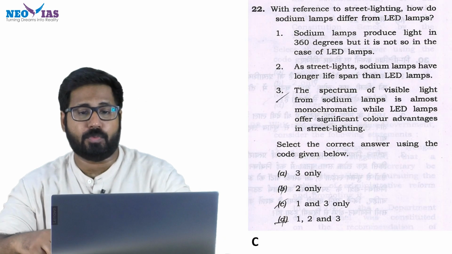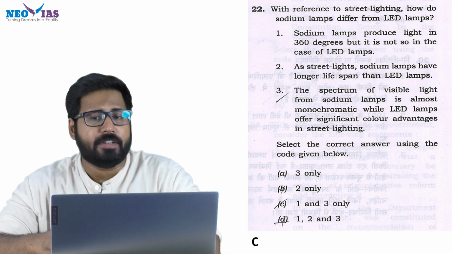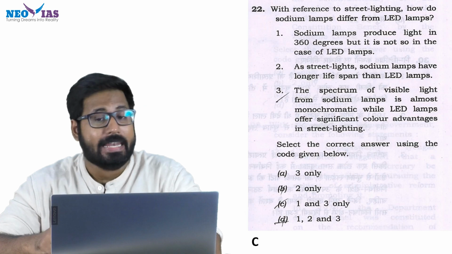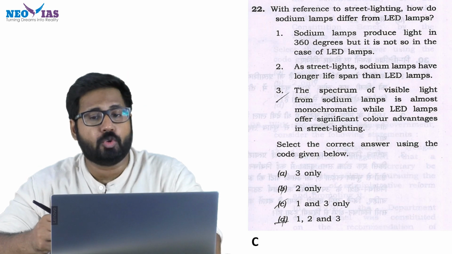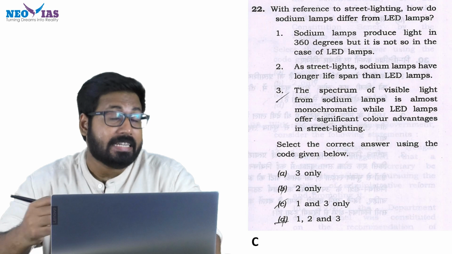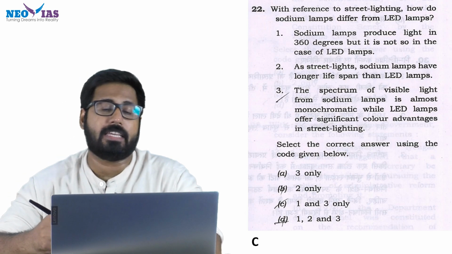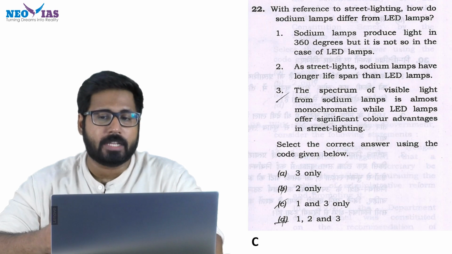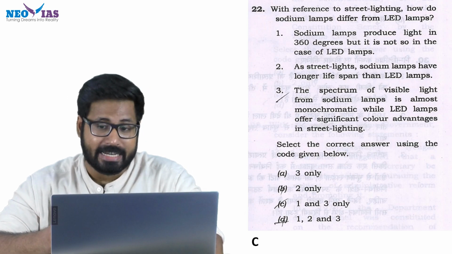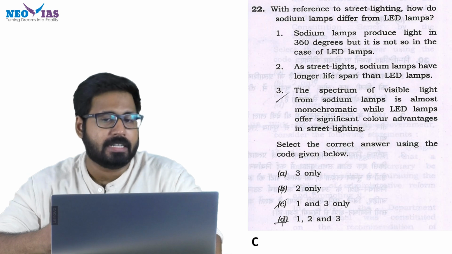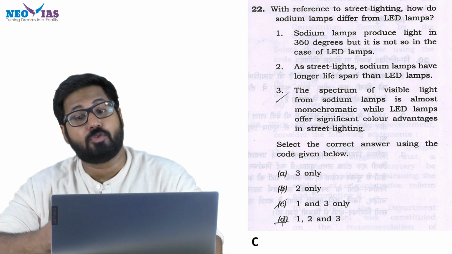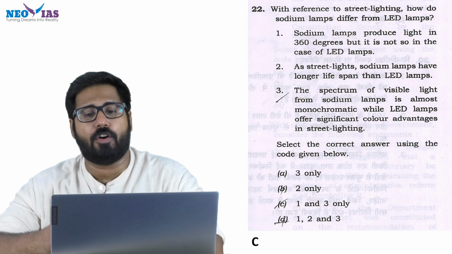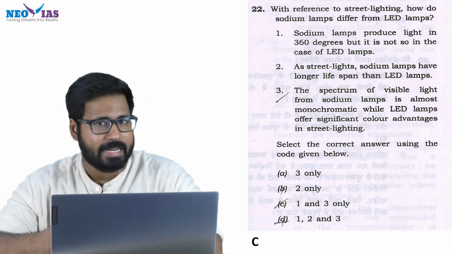With that, we'll come to the next one. With reference to street lighting, how do sodium lamps differ from LED lamps? The first statement, sodium lamps produce light in 360 degrees, but it is not so in the case of LED lamps. Second statement, as street lights, sodium lamps have longer lifespan than LED lamps. And finally, the third statement, the spectrum of visible light from sodium lamps is almost monochromatic, while LED lamps offer significant color advantages in street lighting.